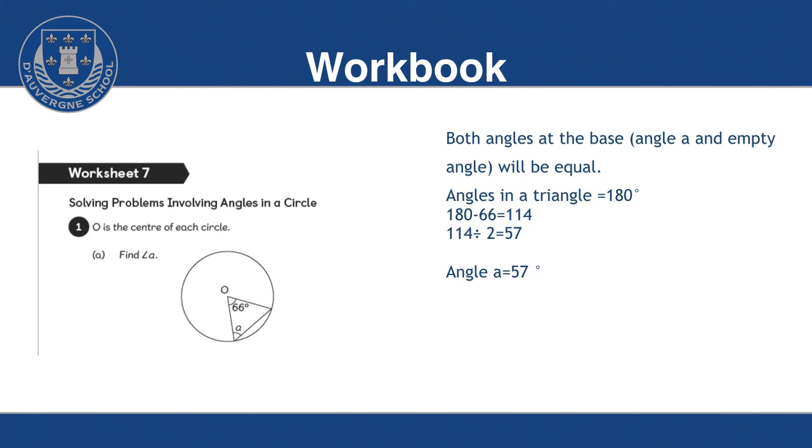So if we were to do 180, take away 66, we're left with 114. So we know the bottom two angles, angle A and the one that's unnamed, will total together 114 degrees. So if we do 114 divided by 2, we're left with 57. So angle A is going to be 57 degrees.